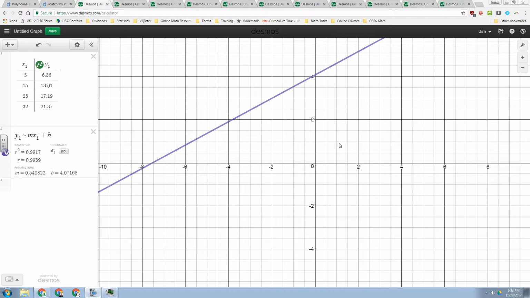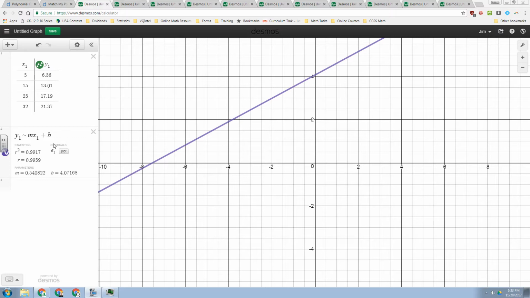So, for number 53, we're comparing the year to the hourly wage. And notice that it says that we don't type in the year, instead we say number of years since 1970. So here in my data table it says 5, 15, 25 instead of 1975, 1985, 1995. And so this is how we enter in our data. And then it asks for us to find a linear regression. And so we have this equation right here, 0.54x plus 4.07.